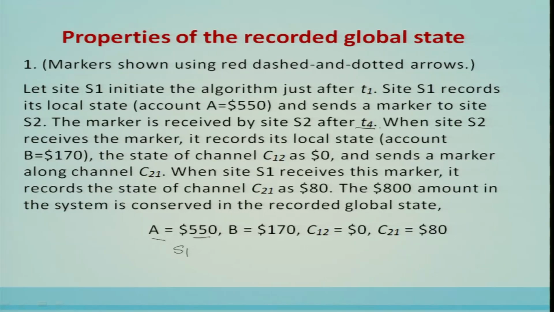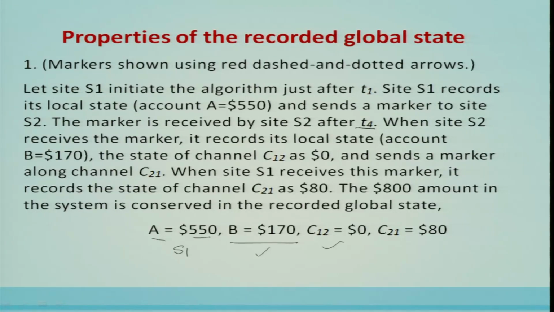When site S2 receives the marker, it records its local state, because it is receiving the marker for the first time. So in the marker receiving rule, the first condition will be satisfied, so it will record its state as 170, and the state of channel C12 will be empty in that case, and then it will send the marker along the channel C21.